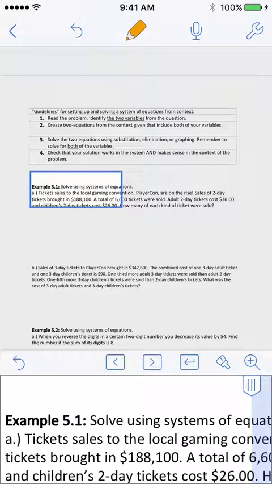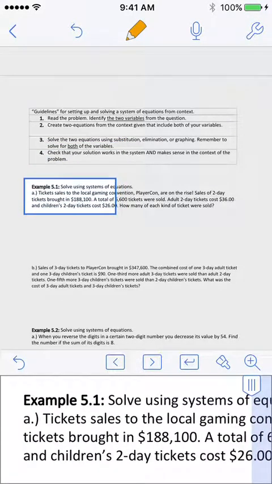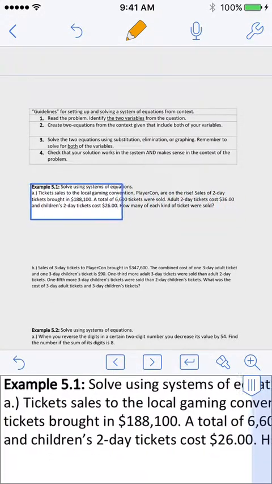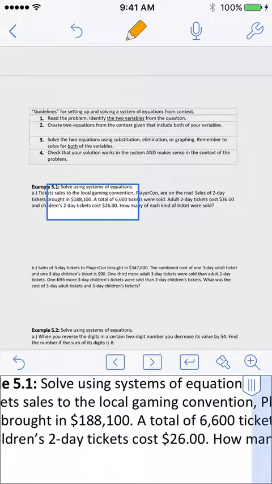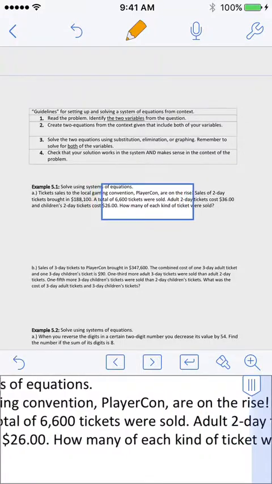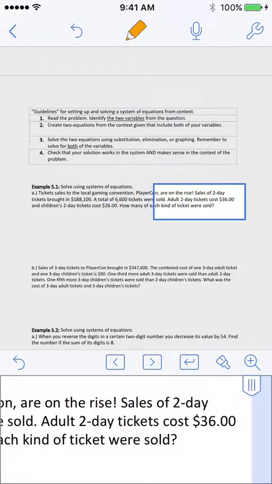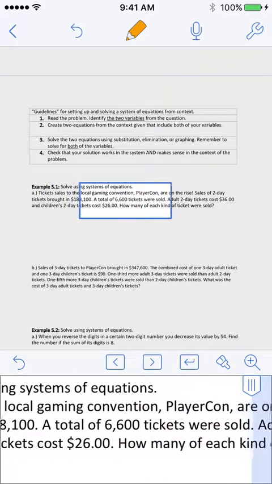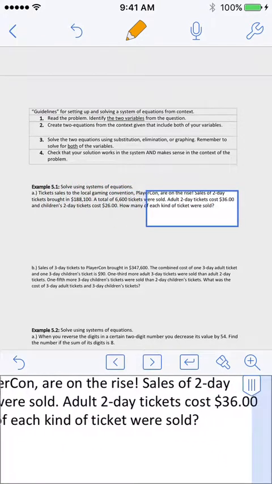Let's take a look at this first problem. All right. Ticket sales to a local gaming convention, PlayerCon, are on the rise. Sales of 2-day tickets brought in $188,100. A total of 6,600 tickets were sold. Adult 2-day tickets cost $36, and children's 2-day tickets cost $26. How many of each kind of ticket were sold?